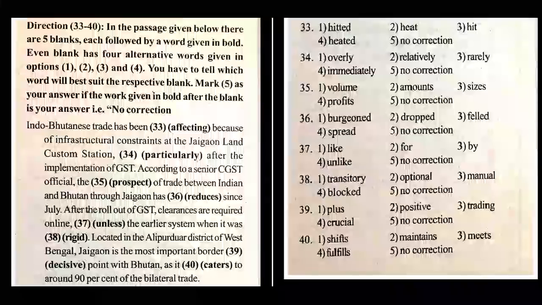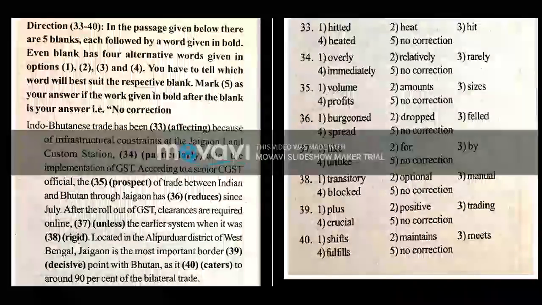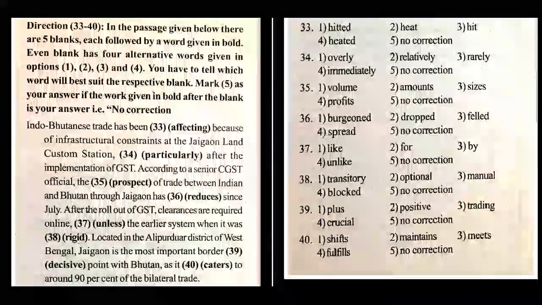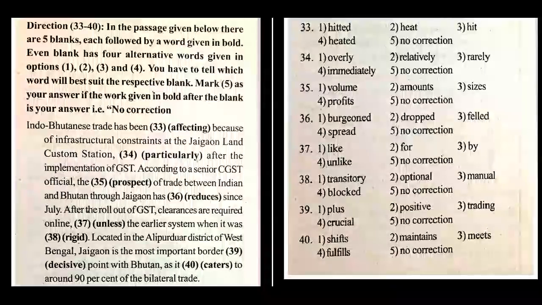As I have already told you, the entire passage focuses on the trade between the two countries, and hence here the option that will come should also be related to trade. And the direct answer has been given in option number 3, trading. It should be trading point. All other options will be eliminated.